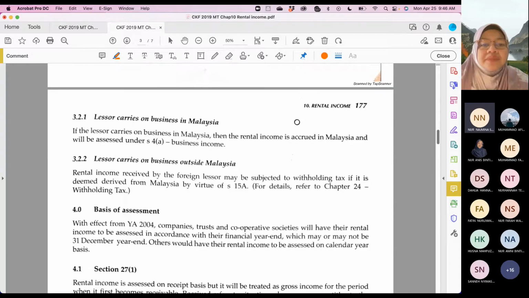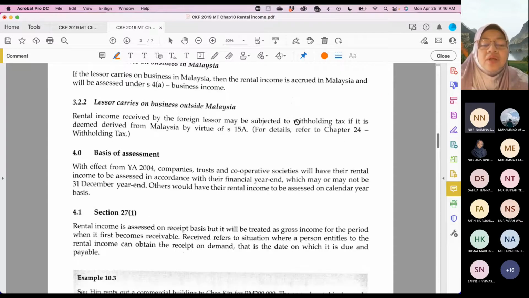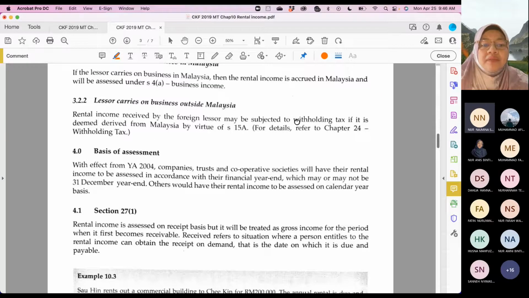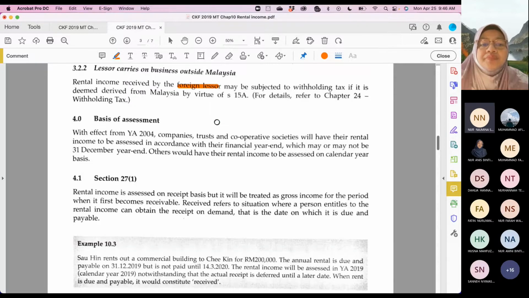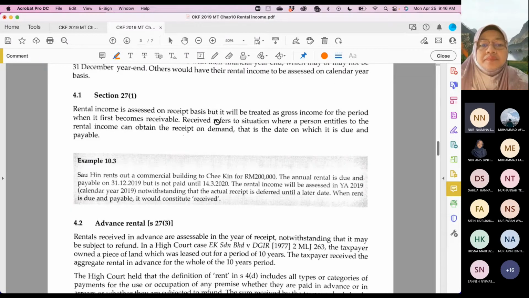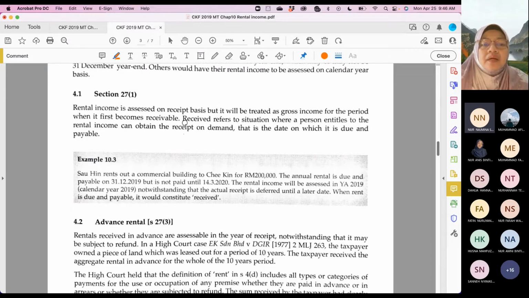If the lessor carries on business in Malaysia, then the rental income accrued in Malaysia. If the lessor carries on business outside Malaysia, for example a foreign lessor, then you have this withholding tax. That one we will do later.